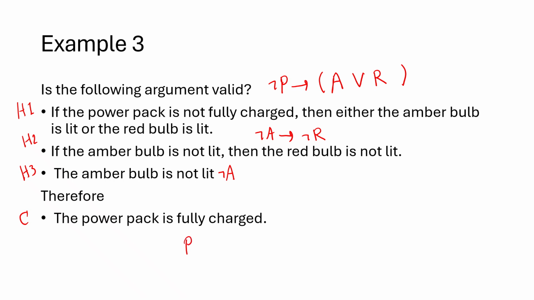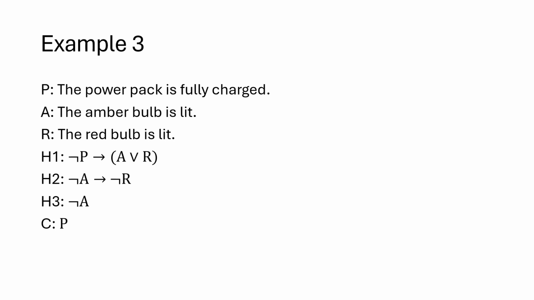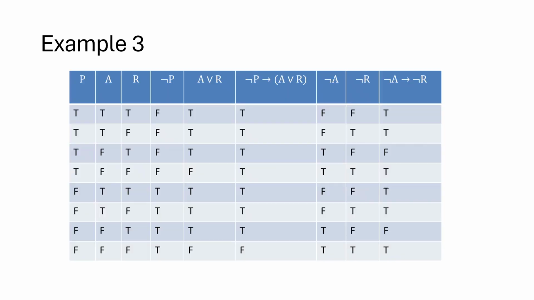So now we are in a similar situation to the previous example. So we have three hypotheses and a conclusion. So we need to draw a truth table and then check every row where all three hypotheses are true and see if our conclusion is true on all those rows. So here is a cleaner version of what I wrote on the previous slide. So P, A, and R are defined to be those three sentences. And then our hypotheses can be expressed in terms of P, A, and R. And finally, our conclusion is simply P. And here's the truth table.